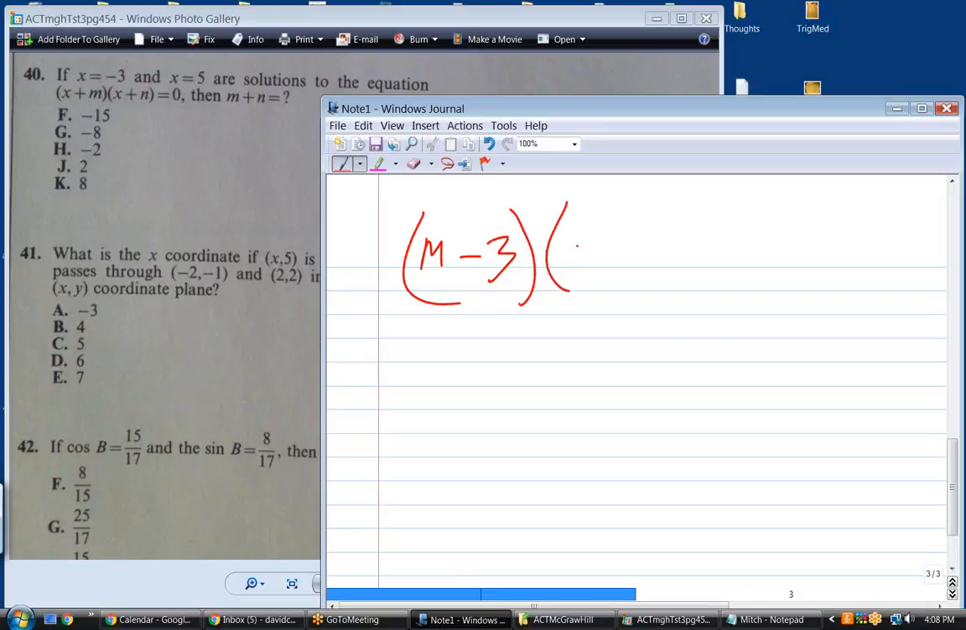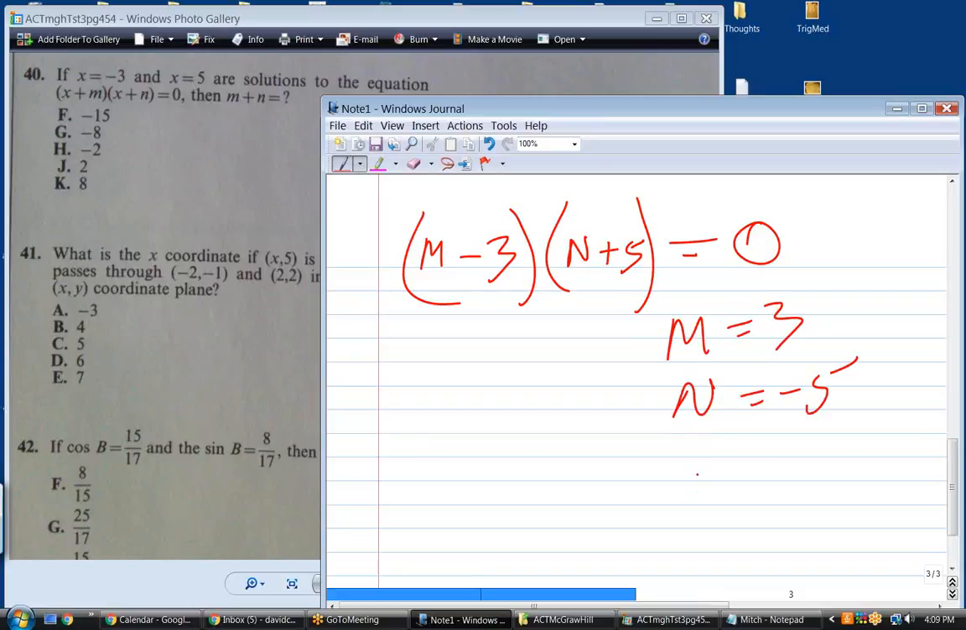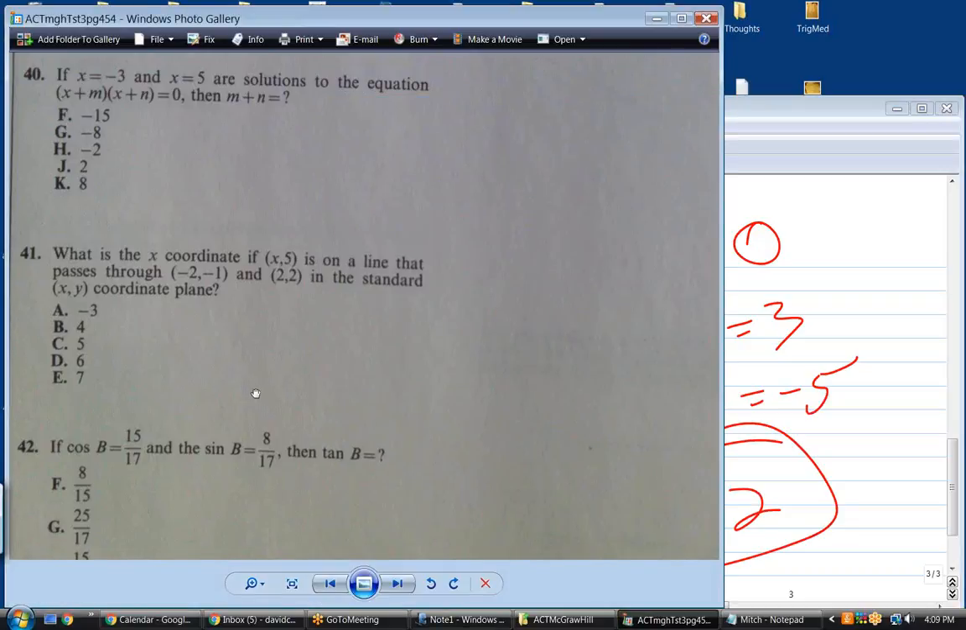times n plus 5, right? Equals 0. And the way I would think to do it is just make both of them equal 0. Correct. So m, what are the solutions here? It would be 3 and -5. So now m plus n is -2. Yeah. Yep, that's what we had to do.